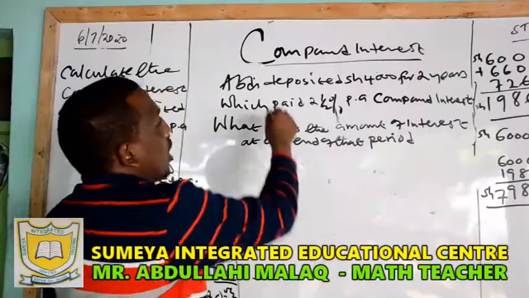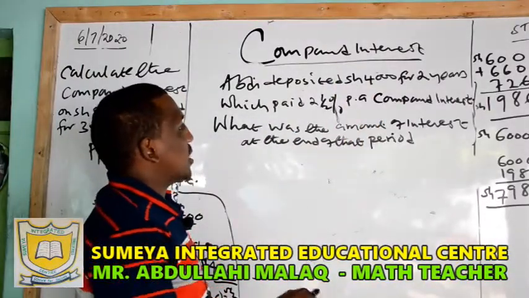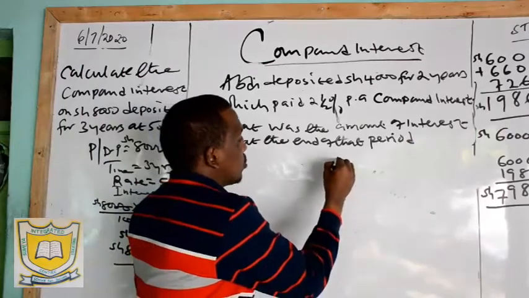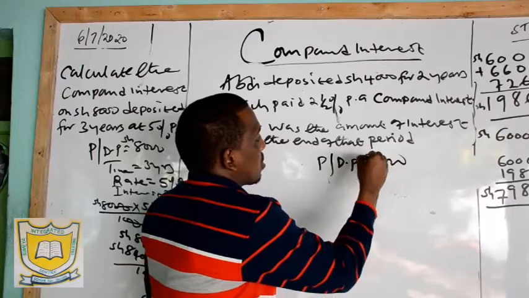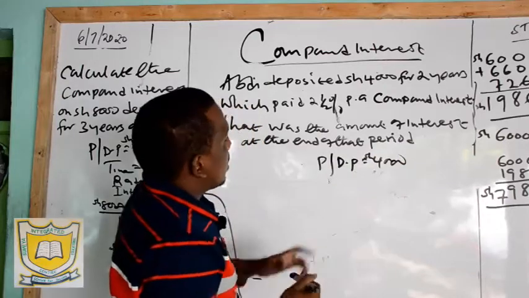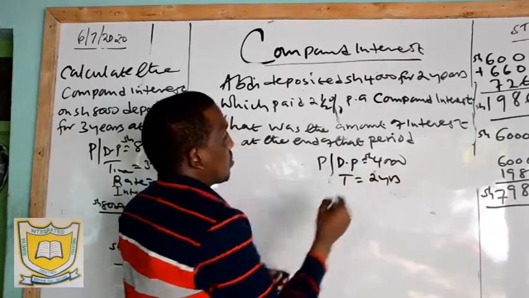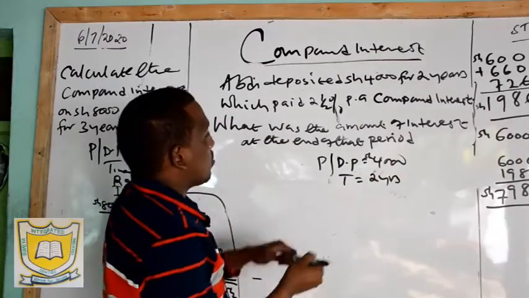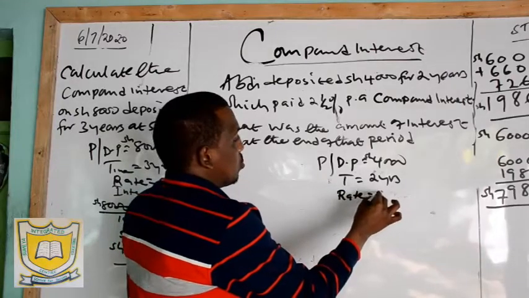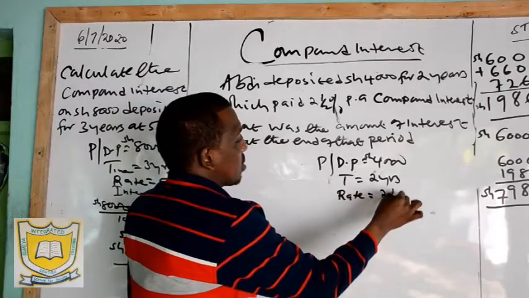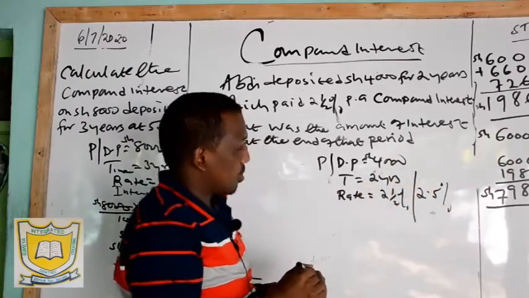Now, you are told Abdi deposited shillings 4,000 for 2 years. So the deposit, or principal, is shillings 4,000. Time is 2 years. Rate, the percentage, is 2.5%, or 2.5, they are the same.